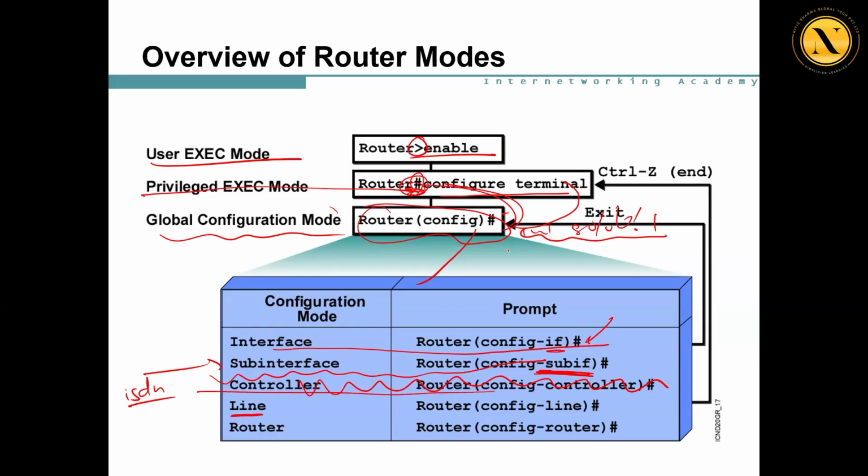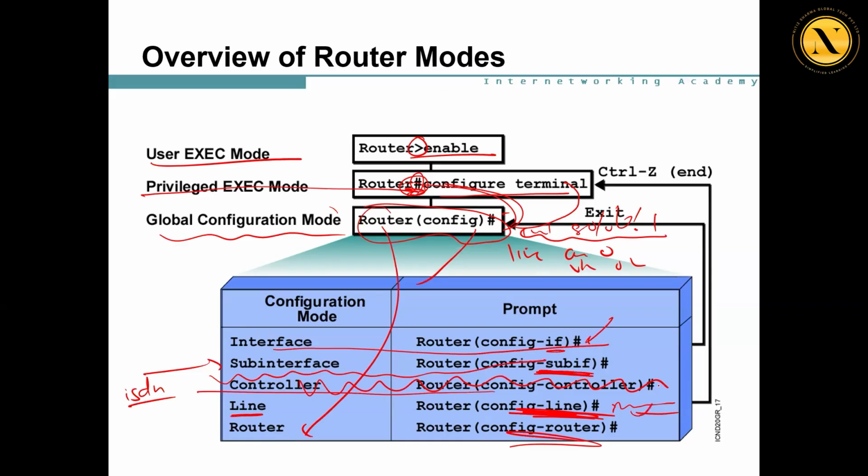Likewise, line mode. If you type line console 0 or auxiliary 0 or VTY 0 4, you'll come to the line mode, right? Configure this line mode. Then you type here password CCNA, whatever, and login. Likewise, you can also go to the router mode. So from the global mode, you can go to any of these modes directly.